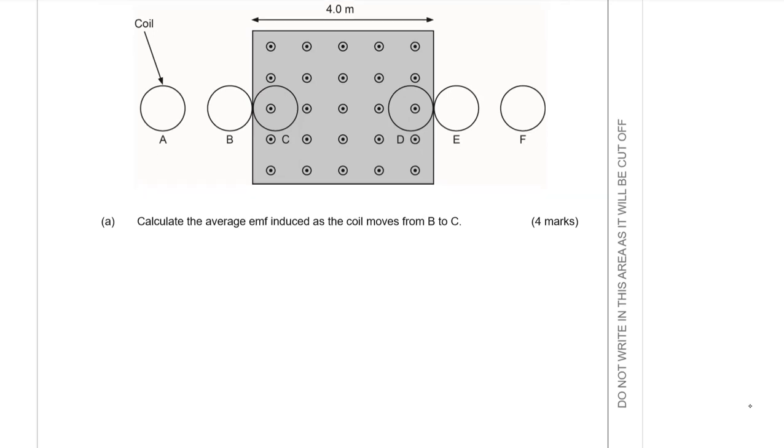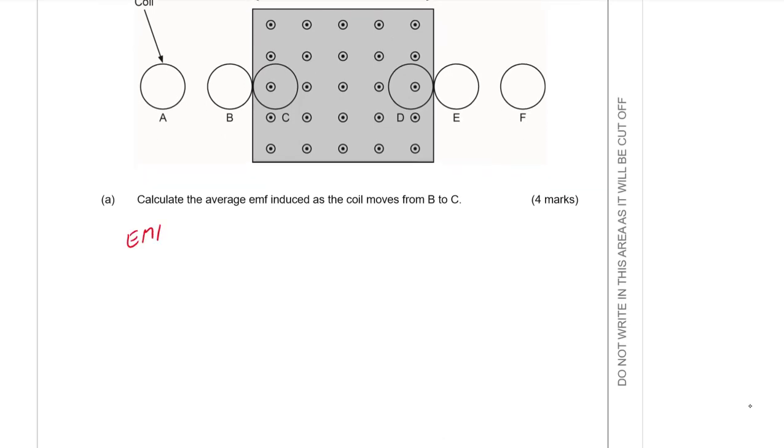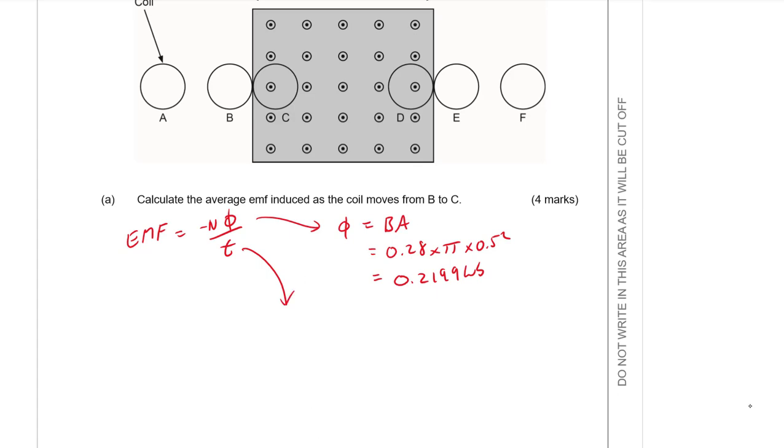So it's actually a fairly straightforward one. You have EMF is equal to negative n change in flux over time. So I'll just work with that equation. First work out the change in flux. It's going to be equal to the flux density multiplied by the area of the coil. So I would say it's 0.28 times pi r squared, 0.5 squared, and I got 0.2199 webers.